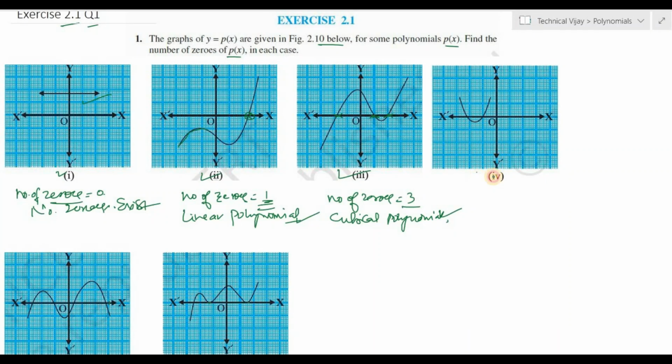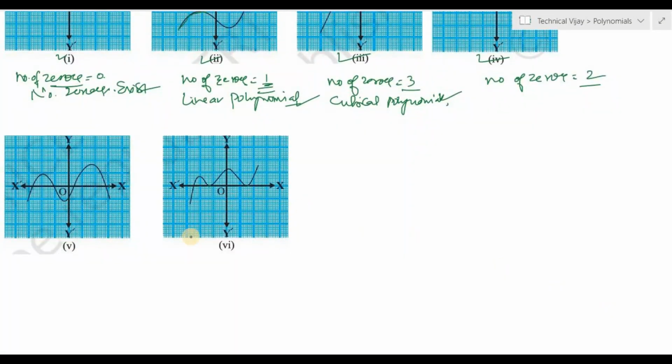Now in the fourth case also, it is touching 2 times, whether it may be in the negative direction or in the positive direction. See here, the number of zeros is equal to 2. Okay. Now in the fifth case, the curve will touch the x-axis at 1, 2, 3 and 4. So here the number of zeros is equal to 4.